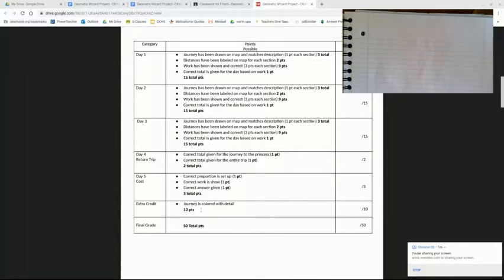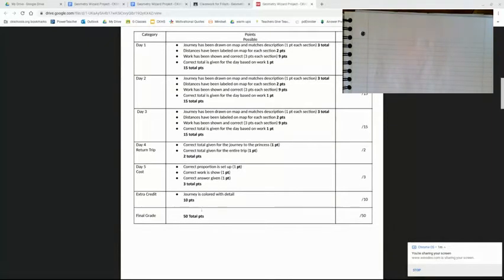for your journey being colored with details. All right, I'm going to sketch out a basic picture. Mine is going to be awful. If you do a journey map like mine, you will not get those 10 bonus points, okay? Just telling you right now, not going to be detailed.